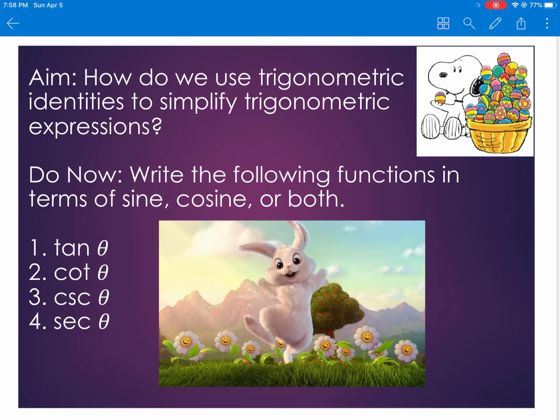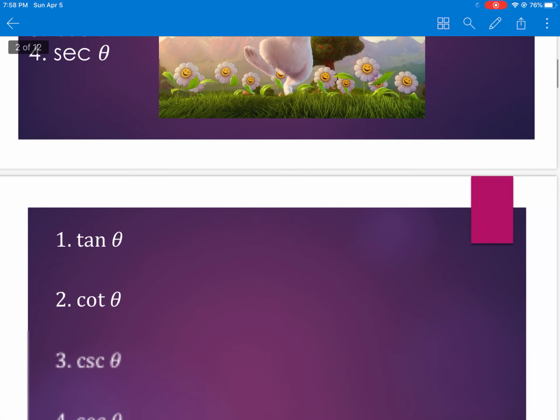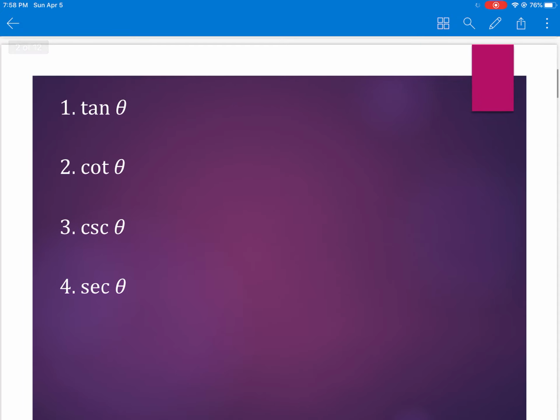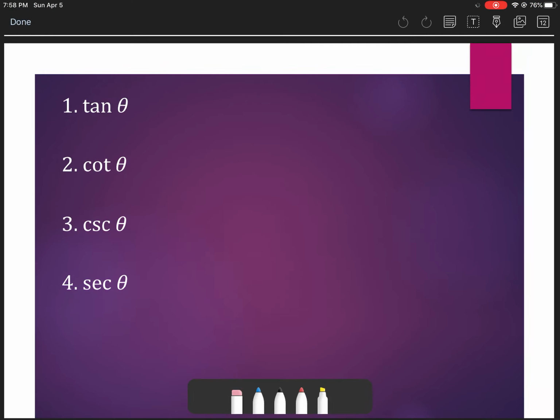It says write the following functions in terms of sine, cosine, or both. I rewrote these on the next slide just so that I have room to write it out and show you how to do this. All right, so let's take a look at tangent of theta. Remember tangent is simply sine over cosine, so we're just going to rewrite this as sine of theta over cosine of theta.